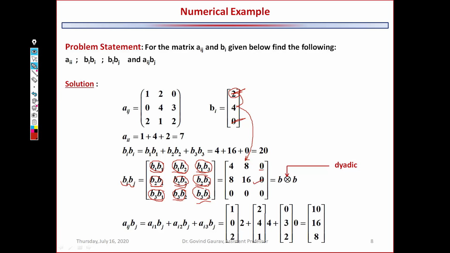So rather than writing this as b subscript i, b subscript j, we can write it in the form of a dyadic. We can simply write b dyadic b. This symbol, a cross enclosed in a circle, is known as the dyadic. If we are using the dyadic, we need not give the subscripts i and j. This symbol itself represents b with a first subscript of i and a second subscript of j. So both these notations are the same.